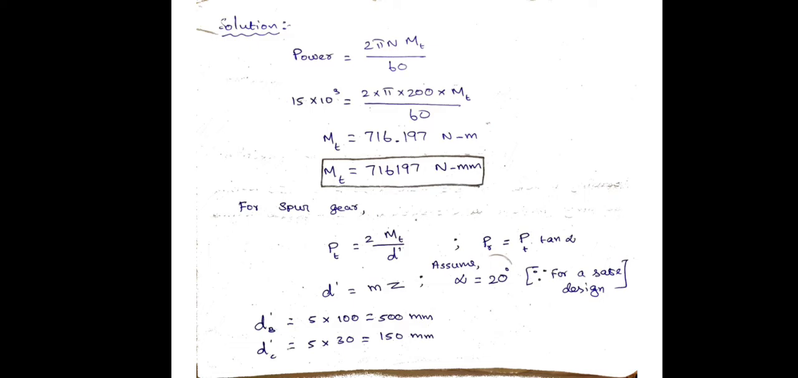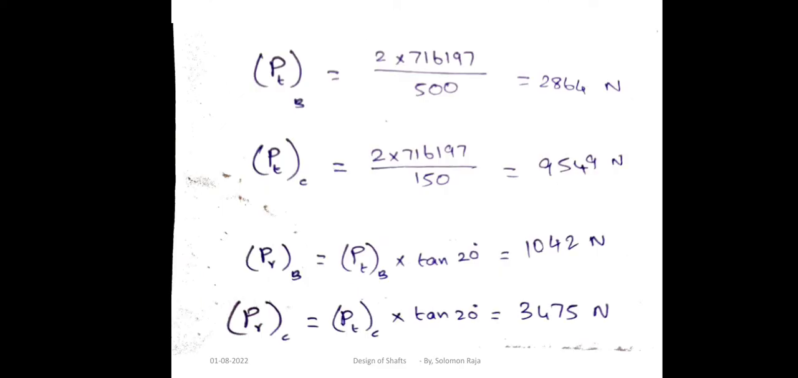We have the Mt value, so now we can find out PT. PT equals 2 into Mt divided by diameter. For gear B, the diameter is 500, so PT for gear B is 2864. Similarly for gear C, 2 into Mt value 716197 divided by the diameter value 150, so 9549. Now you have to find out the PR value. PR equals PT into tan 20, for both gear B and gear C. The values are 1042 for gear B and 3475 for gear C.